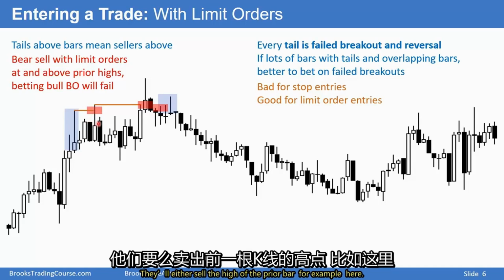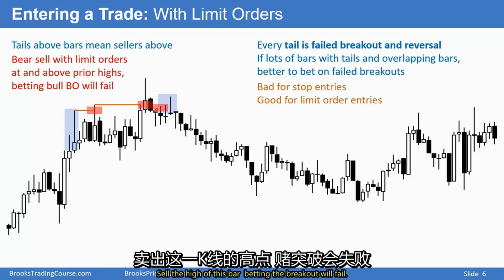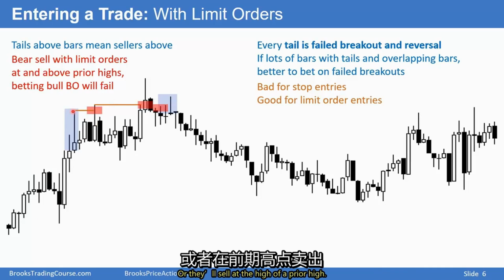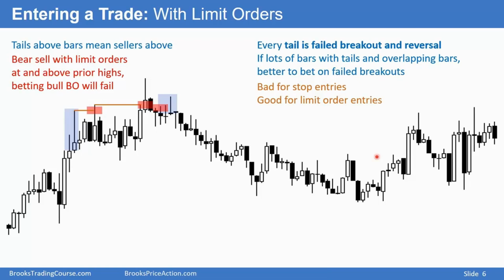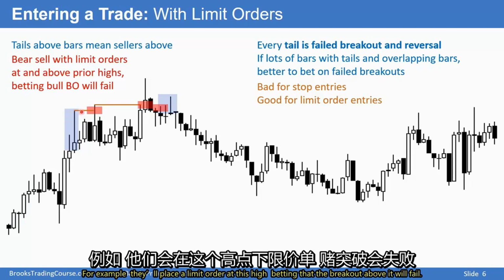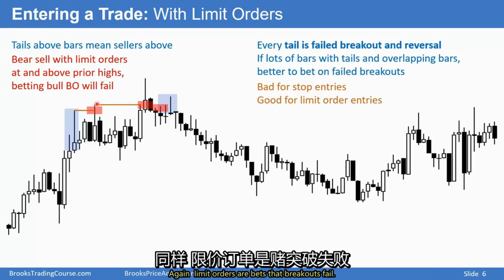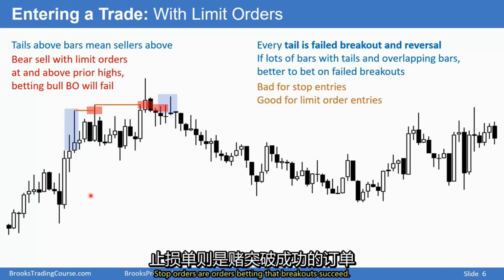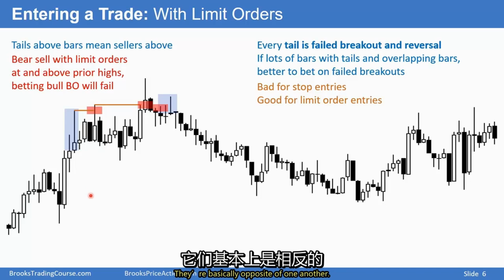They'll either sell the high of the prior bar, for example here, sell the high of this bar, betting the breakout will fail, or they'll sell at the high of a prior high. For example, they'll place a limit order at this high, betting that the breakout above it will fail. Again, limit orders are bets that breakouts fail. Stop orders are orders betting that breakouts succeed. They're basically opposite of one another.